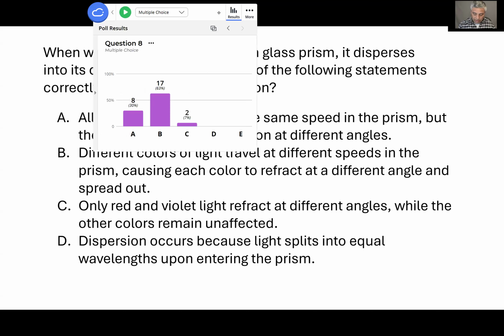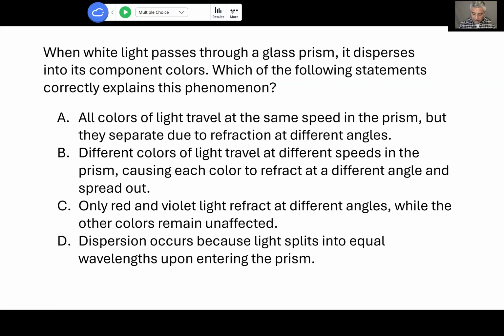Let's see what we got. So mostly B. We got quite a few A as well. See, the speed depends on frequency and wavelength. Since the wavelength is different for different color, the speed is going to be different. So that's why A is not correct. Rather, B is the correct answer.